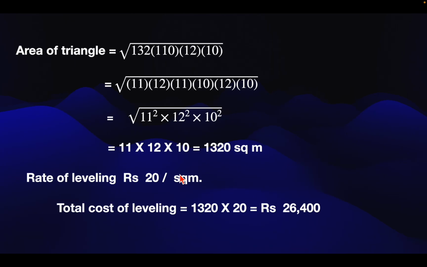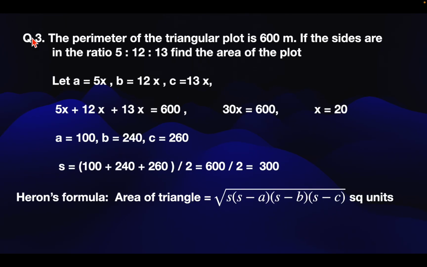1320 square meters. Now the rate of leveling is rupees 20 per square meter. So total cost will be 20 multiplied by 1320. You get rupees 26,400. Question 3. The perimeter of a triangular plot is 600 meter. If the sides are in the ratio 5:12:13, find the area of the plot.